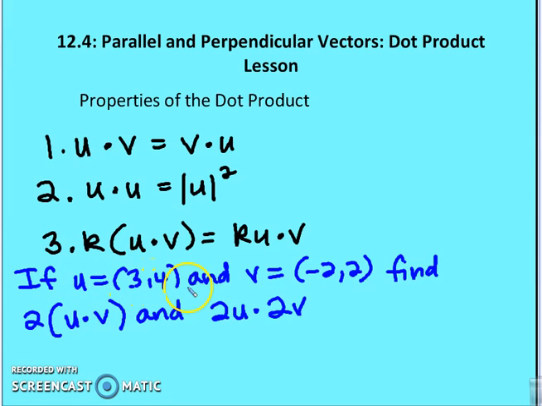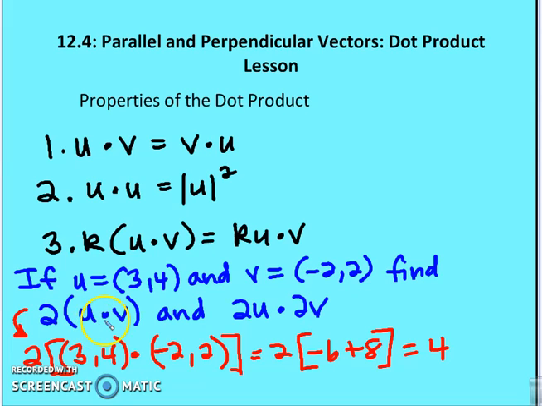So if u is (3, 4) and v is (-2, 2), we're going to find an incorrect answer first, because I want you to see why k(u · v) is not the same as ku · kv. So let's take a look at u equal to (3, 4) and v equal to (-2, 2). Find 2u · v and 2u · 2v. I'm going to pause here while you find those answers.